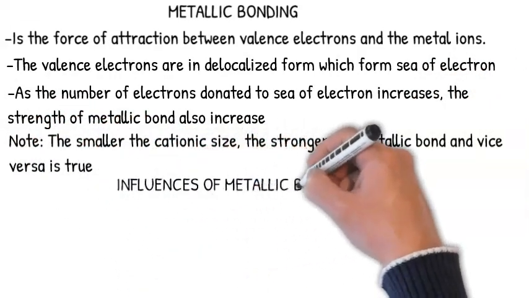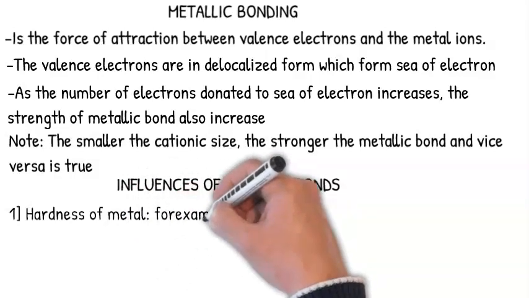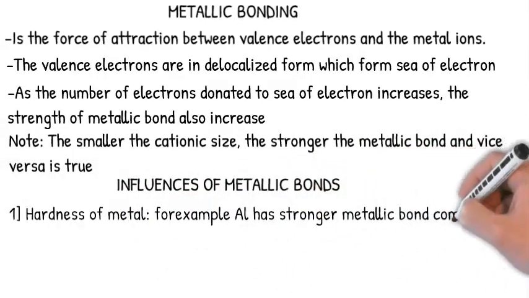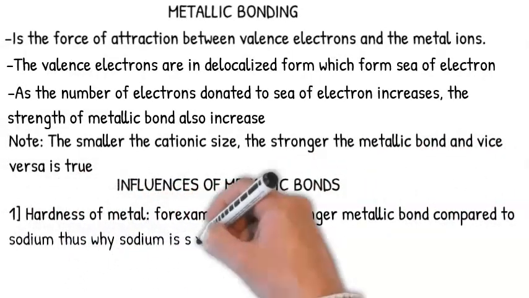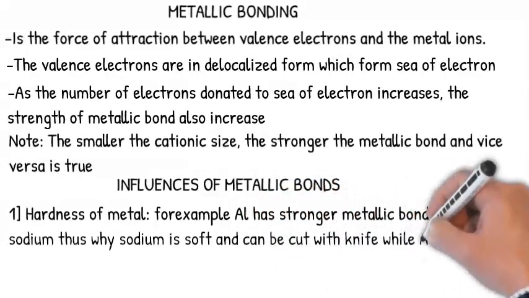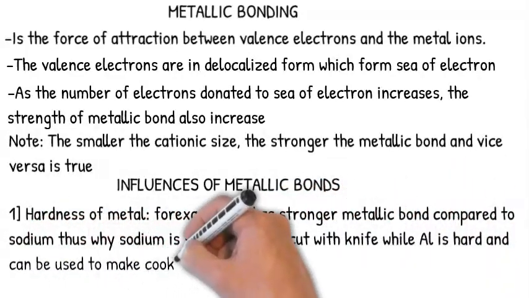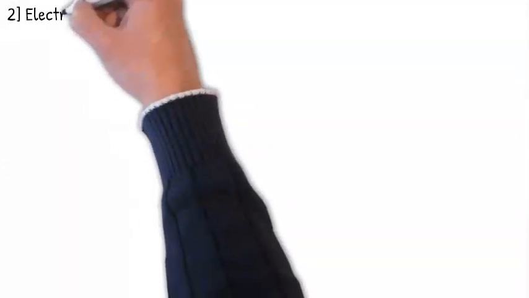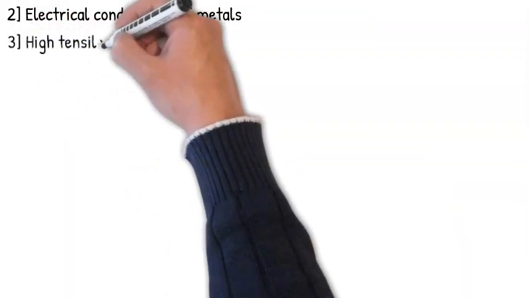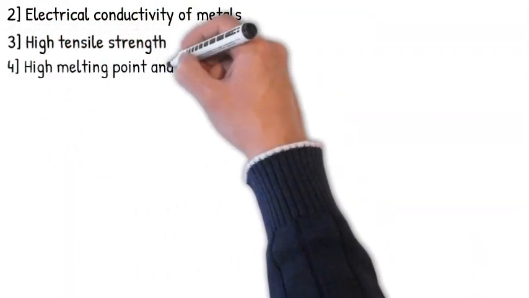Influences of metallic bonds. Hardness of metal. For example, aluminium has stronger metallic bond compared to sodium. That's why sodium is soft and can be cut with a knife, while aluminium is hard and can be used to make cooking utensils. Electrical conductivity of metals. High tensile strength. High melting point and boiling point.